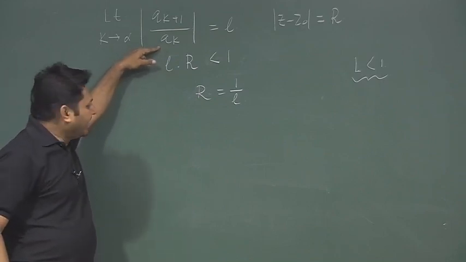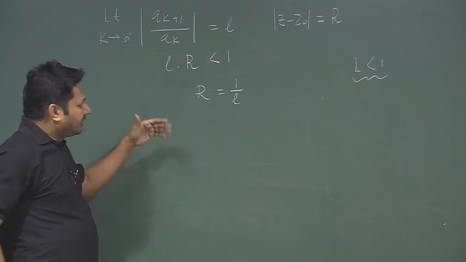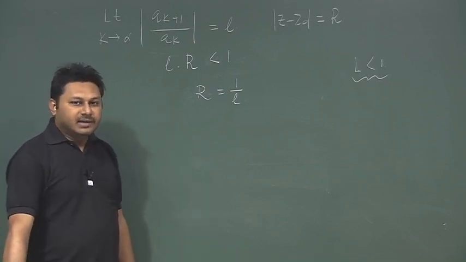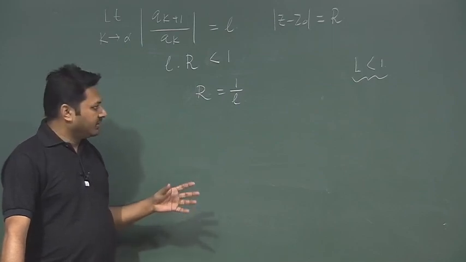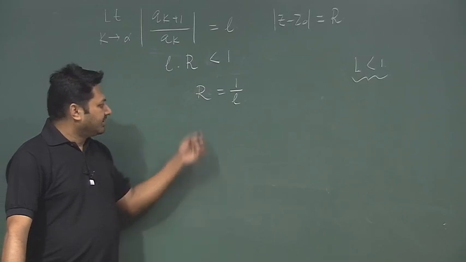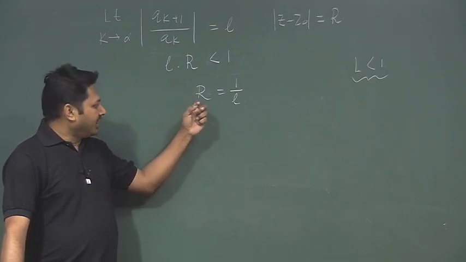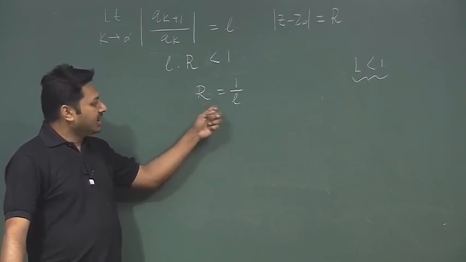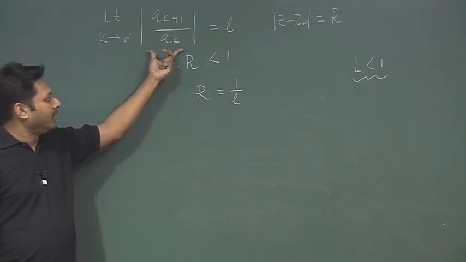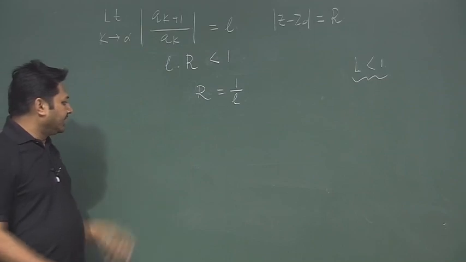So if I have a power series in my hand, my first task is to find what the circle of convergence is. The circle of convergence is defined by this radius R, and I can find this radius R in terms of l, which is nothing but this limit. That is the thing.